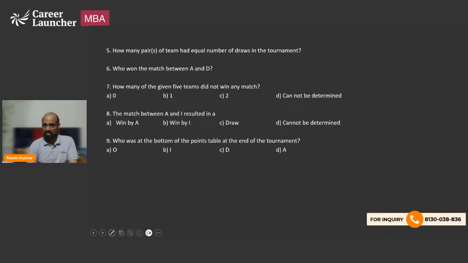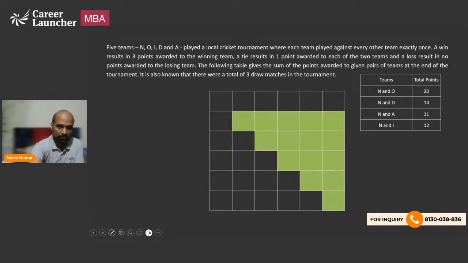The 7th question has an option which says cannot be determined. So maybe, who knows? The 8th also has an option which says cannot be determined. Maybe. The 9th is definite. So at least 3 questions we'll be able to solve quickly, right? So let's solve.